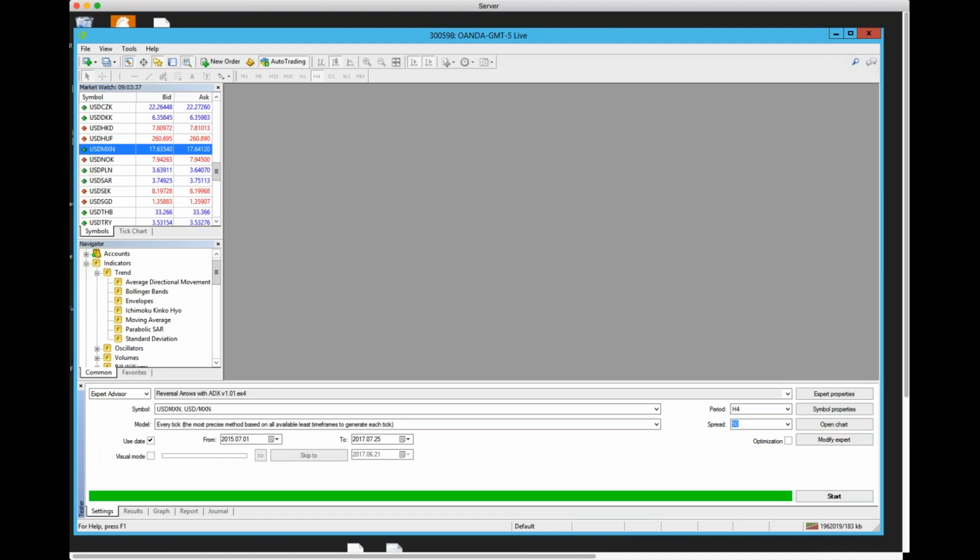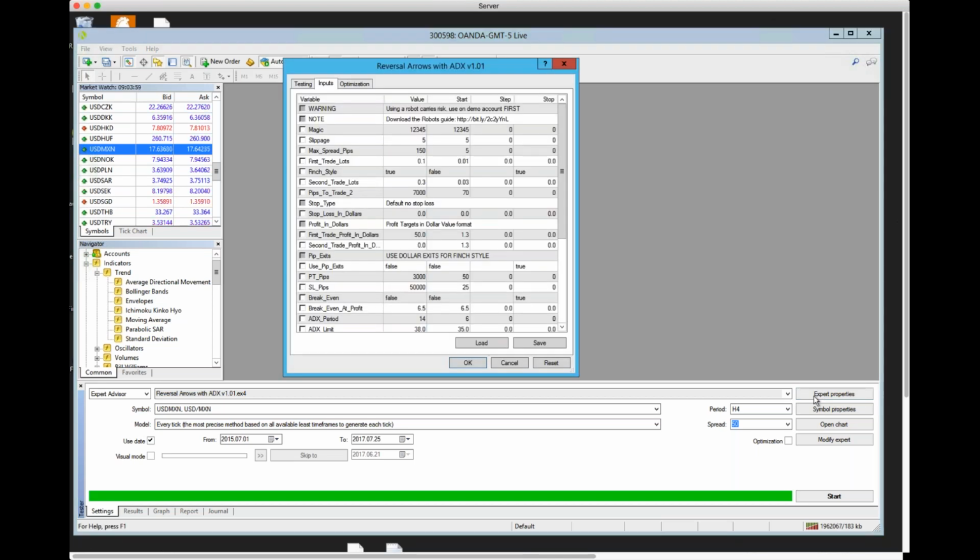The reason I say that this whole presentation is a 2 or 3-part series is because there are a few different ways to get this robot to take trades. I'm going to walk you through one of those methods right now, and then we're going to move on to the others. When I come over here to the server and click on Expert Properties, I want to note the following things. I'm going to test this robot on the 4-hour chart. Eventually, we may move to trading a different time frame chart, but for now, we're going to use the 4-hour chart.